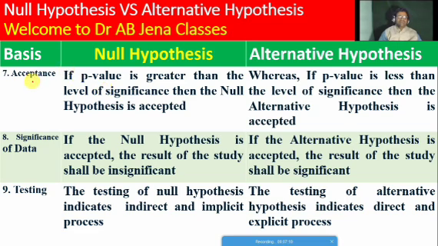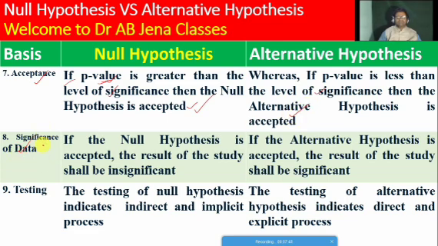So next basis of comparison is acceptance. If the p value is greater than the level of significance, then the null hypothesis is accepted. Friends, in the next slide we will discuss the meaning of p value and the meaning of level of significance. Again I am repeating, if the p value is greater than the level of significance, then the null hypothesis is accepted, whereas if it is the reverse, if the p value is less than the level of significance, then the alternative hypothesis is accepted.